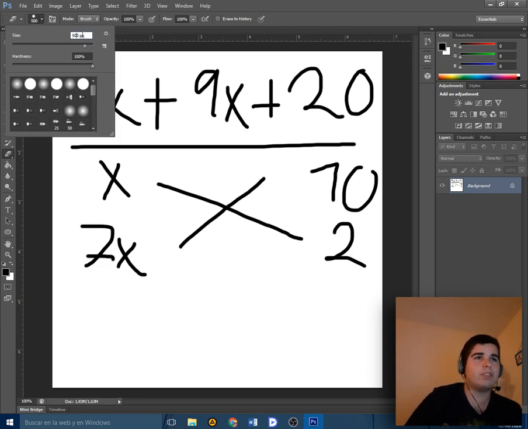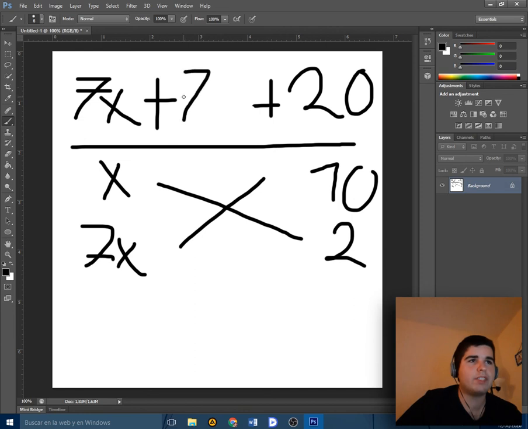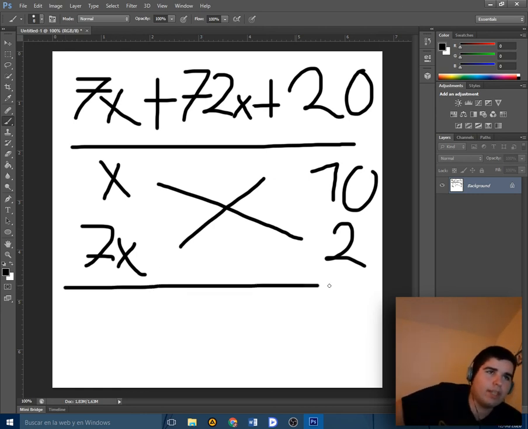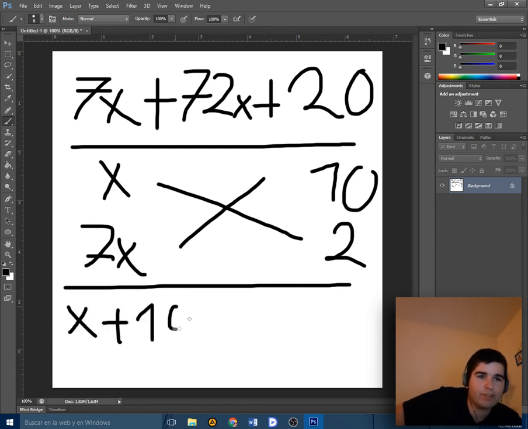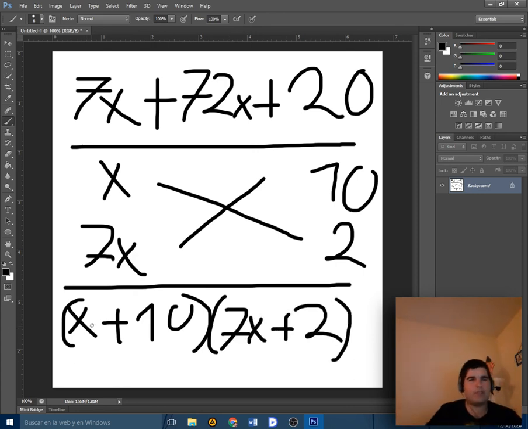Let me take away a few zeros here and do it as well. Let me write here 72x. That will work. And then we can easily go ahead, do this, and get the result. This will be (x plus 10) times (7x plus 2). And you have effectively and successfully finished that one.